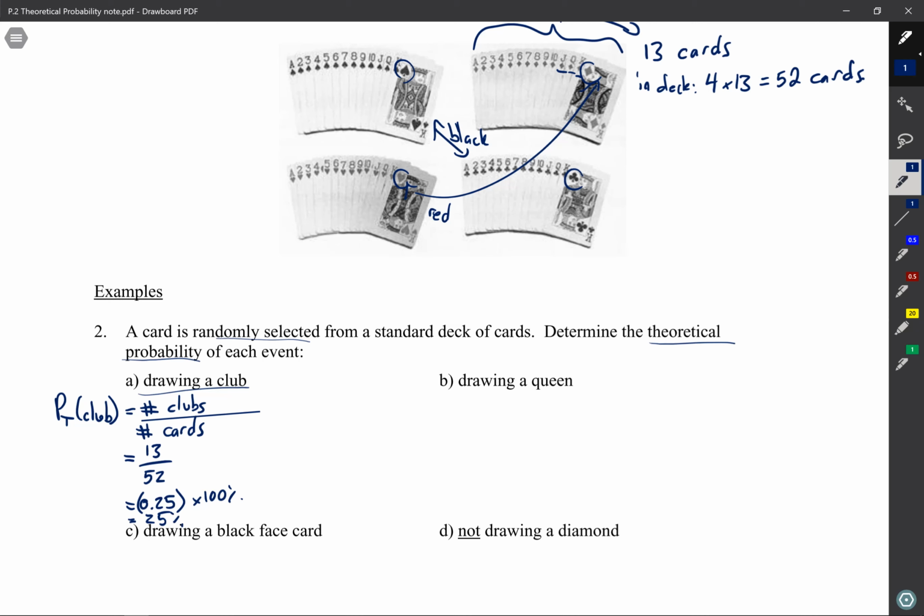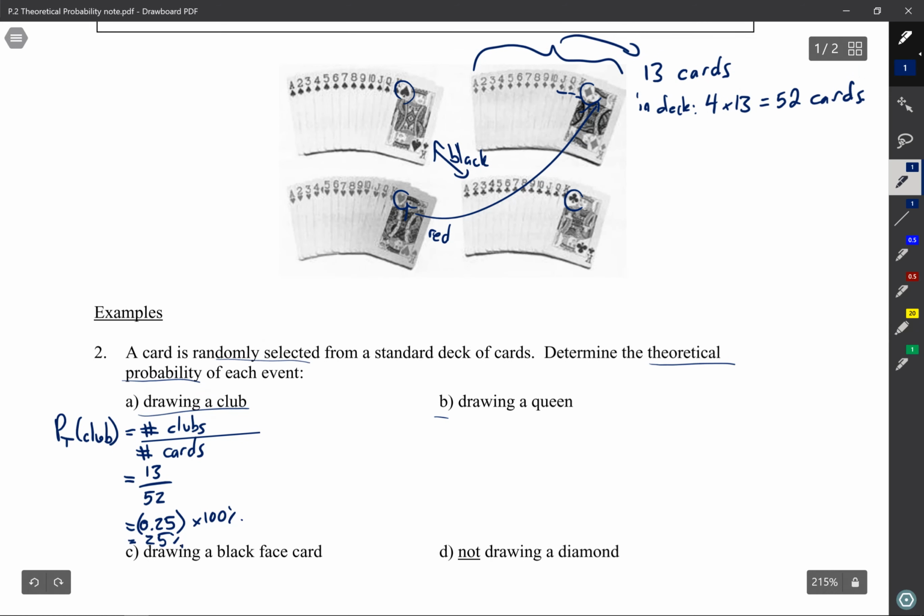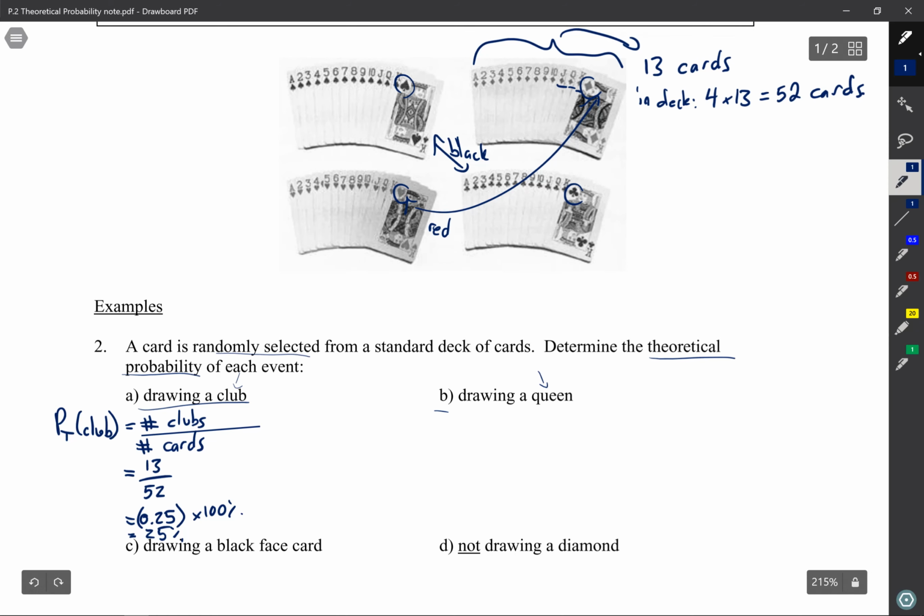So let's move straight forward onto drawing a queen. So the first time we were talking about drawing a particular suit, that was clubs. This time we're talking about drawing a particular number, if you will, and this number is a queen. So in total, the theoretical probability of drawing a queen is, again, the number of queens divided by the number of cards.